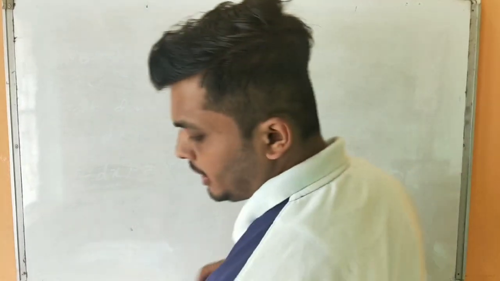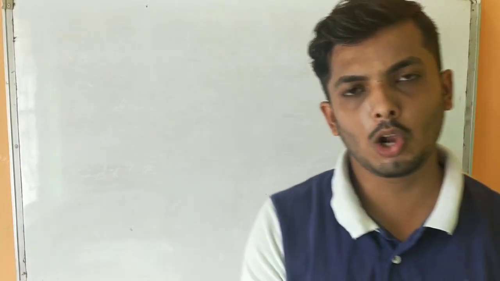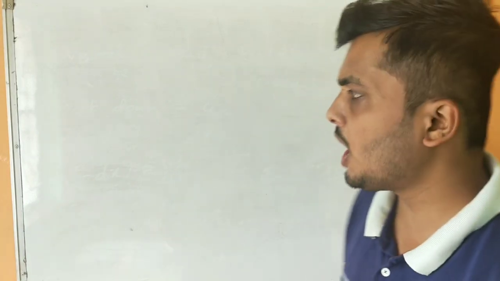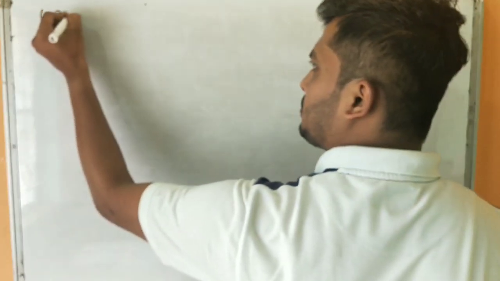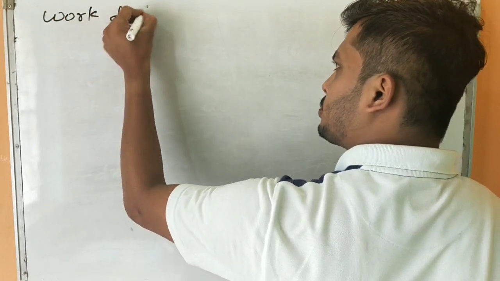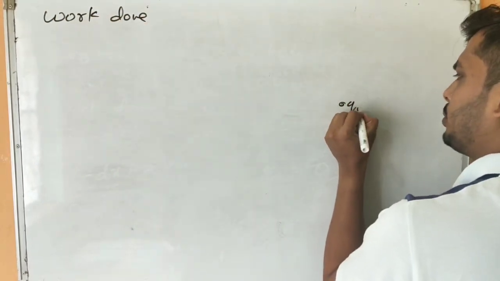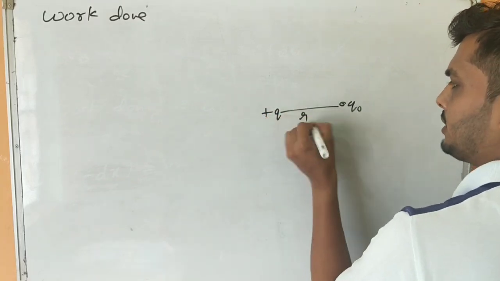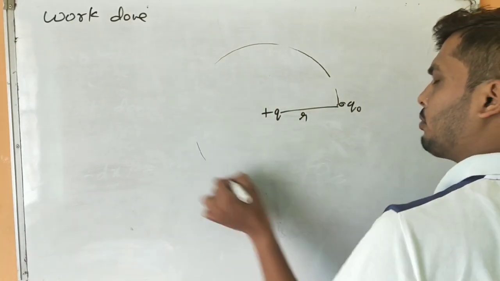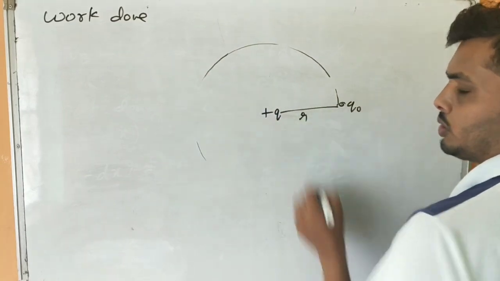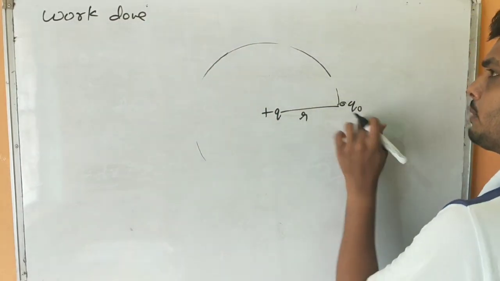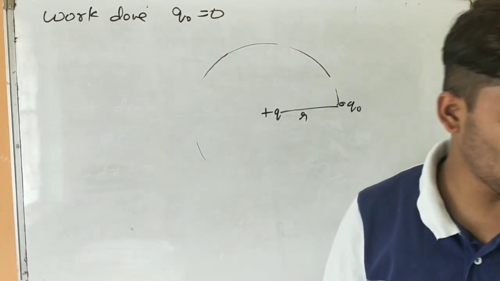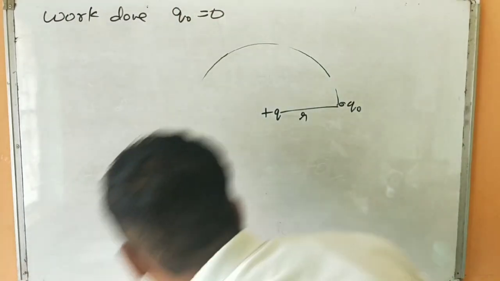What is the work done by a charged particle revolving once around a circuit having a certain radius r? See here, students, if I have one charged particle Q naught, and at the center I have a source charge particle, at radius r, and this charged particle is revolving around the source charge. What is the work done by the Q naught? It will definitely be 0. Certain terminology you have to remember. Clear? Okay.